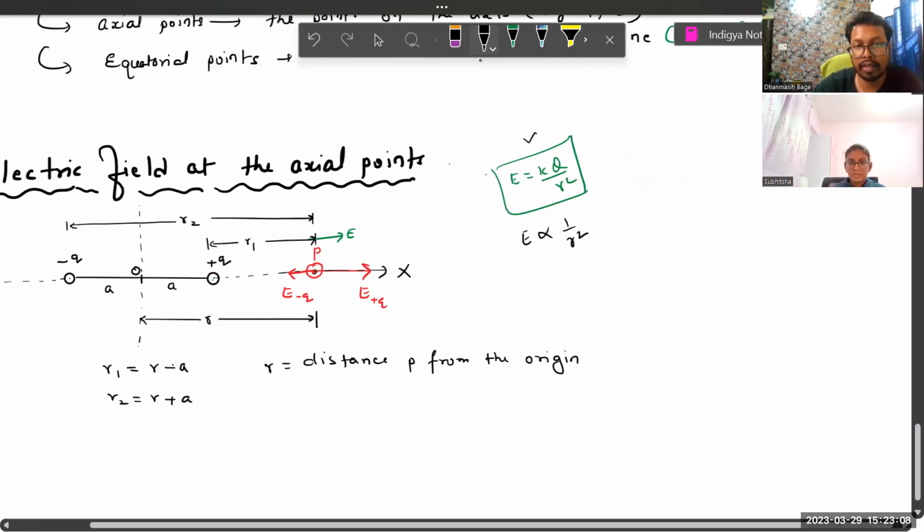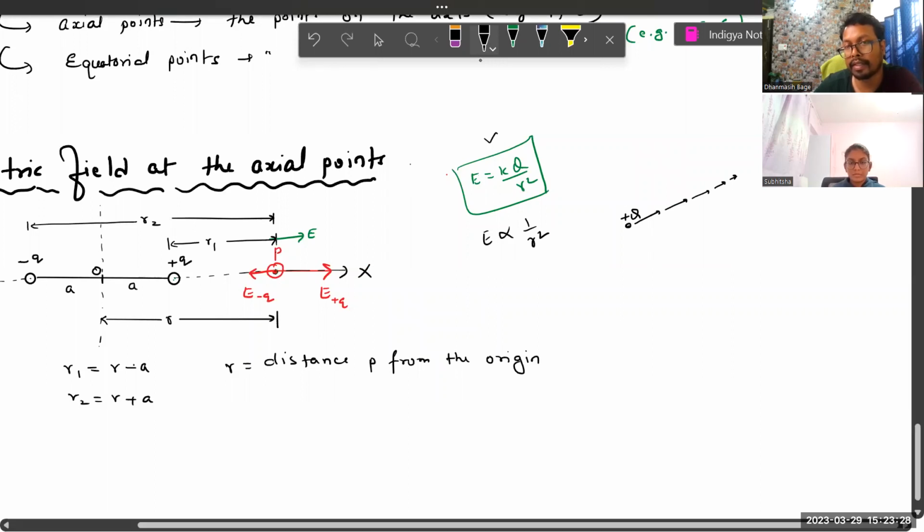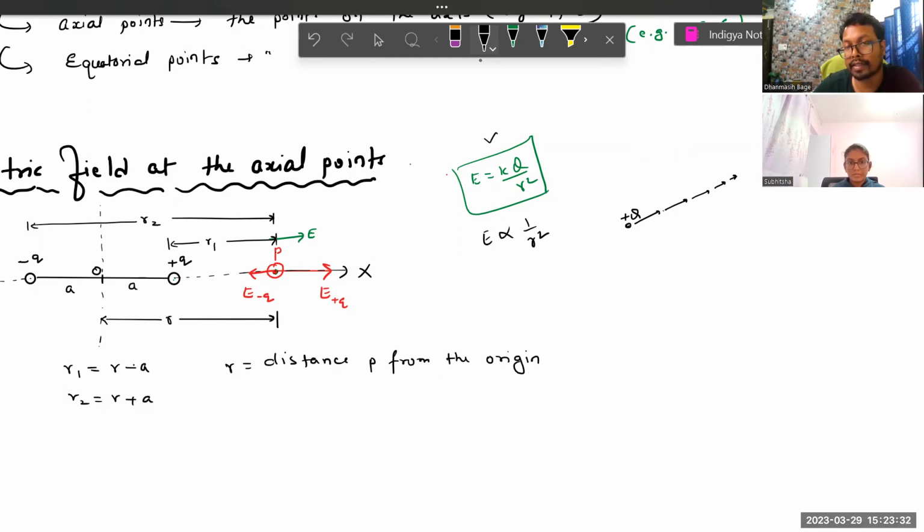Let me remind you of this thing. If there is a source charge plus Q, this sets up a field in all directions, right? You know this thing? It was getting smaller and smaller and smaller. You remember this thing. What does this imply? This implies that electric field is decreasing with distance.